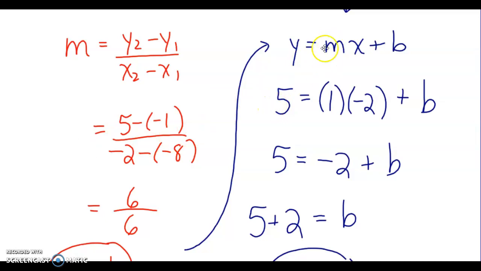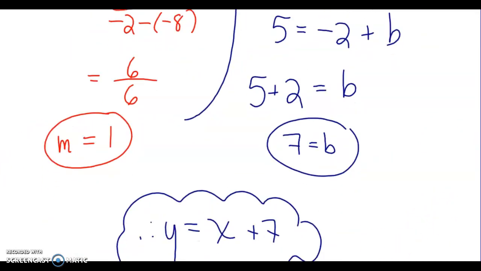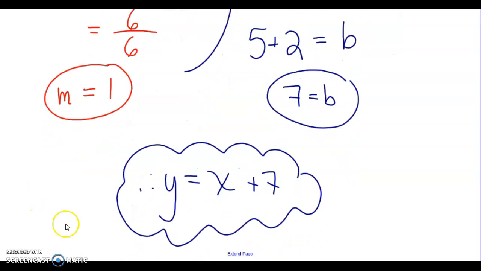So y is 5, my slope is 1, x is negative 2, and I solve for b. 5 equals negative 2 plus b, move the 2 over, 7 equals b. So I put these two pieces of information together. y equals 1x, so I don't put that 1 in front, right? y equals x plus 7. There's my final equation.